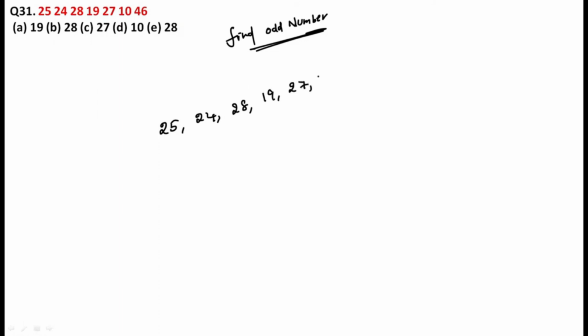Next, guys, just find the odd one out. Find the odd number, because you can expect one question with either an odd number or a number series. The respective numbers are 25, 24, 28, 19, 27, 10, 46. What is the wrong number out of all these numbers? Make it fast. We are decreasing by one, increasing by four, decreasing by nine. Now see, every time the difference is like the squares of the numbers, and the next value is positive, next value is negative, next value is positive.